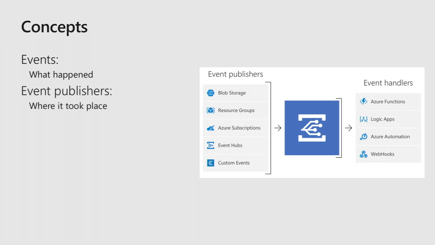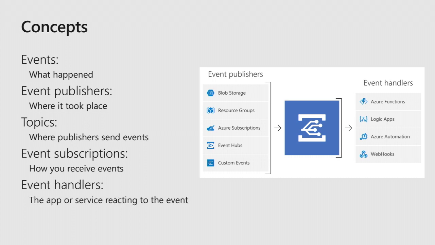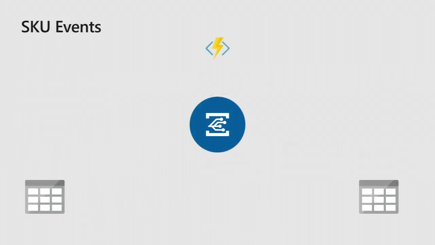The publisher is where it took place. The topic is like a channel, so you can group similar events together. So if I have a blob storage account, maybe I have different events like add a file, delete a file, modify a file, but I want them in that same channel. I'm interested in things about blob storage. The subscription is how you receive events. It's how you say, basically, I want you to deliver it to this endpoint. And then the handler is what actually processes the event. It's what gets the event and ultimately responds.